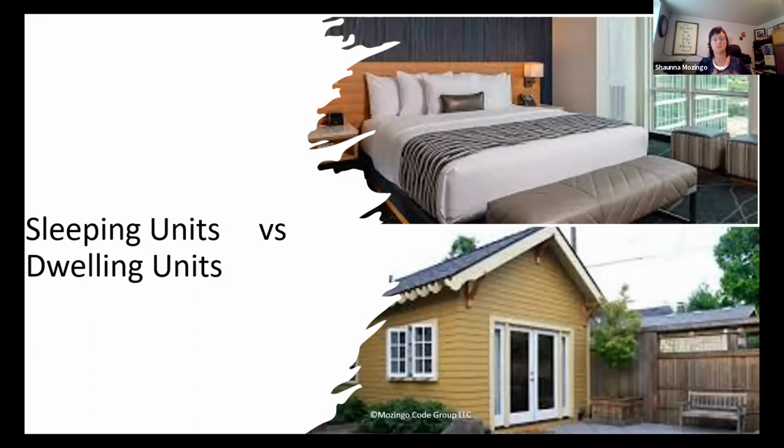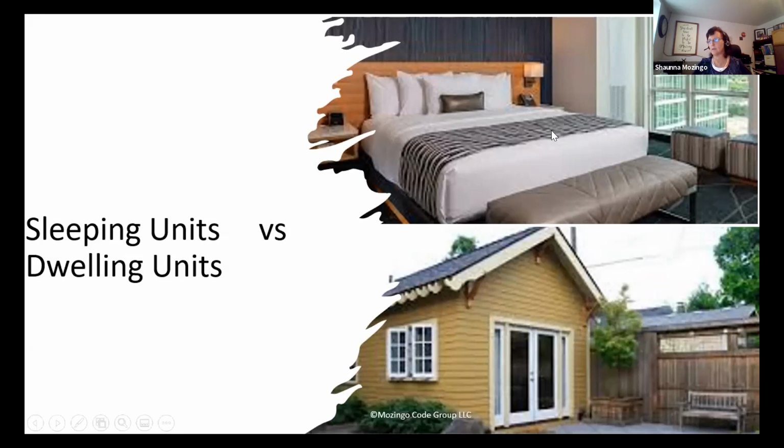So a dwelling unit is a single unit providing complete independent living facilities for 1 or more persons, including permanent provisions for living, sleeping, eating, cooking, and sanitation. So I might have this, even if it's a little outbuilding in my garage or something, if it has cooking and sanitation, eating, sleeping, living, it is a dwelling unit.